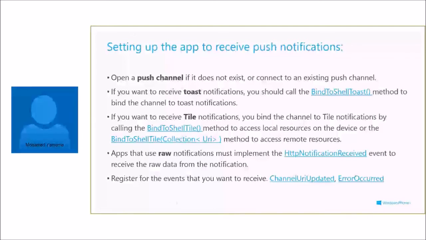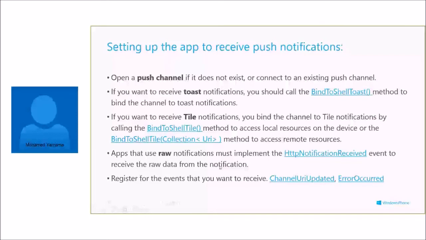So a push channel persists after an app exits if it has been bound to a tile or toast notification. If you want to receive toast notifications, you should call the BindToShellToast method to bind the channel to toast notifications. If you want to receive a tile notification, then you bind your channel to tile notifications by calling the BindToShellTile method to access local resources on the device, or the BindToShellTile with a collection of URIs to access remote resources, like an image or whatever you want.